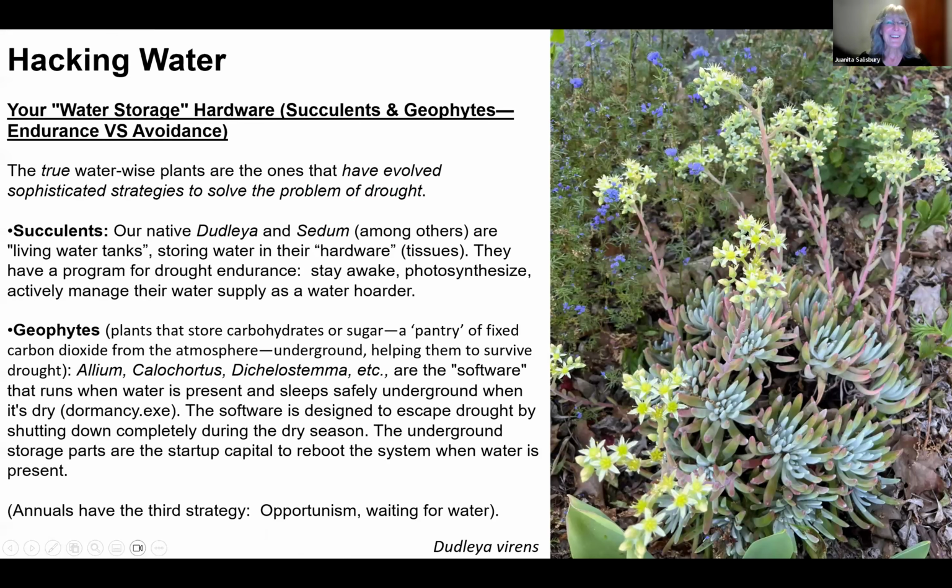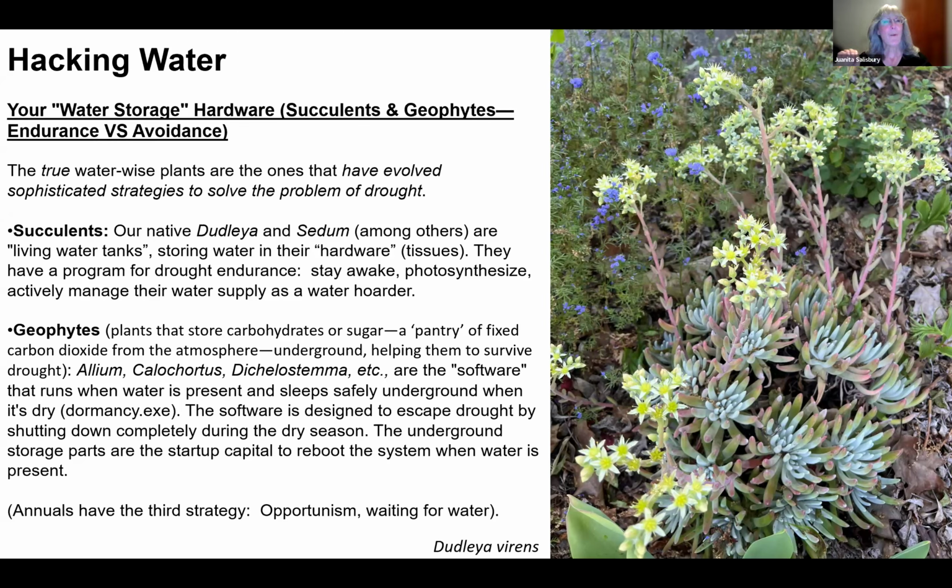So I'm going to get nerdy and talk about hacking things. And I may have taken the analogy a little far here. So we're going to talk about the succulents because this is the real meat of the presentation here. So without getting too nerdy, okay, maybe a little too nerdy, your water storage hardware, your succulents and geophytes, are basically endurance versus avoidance. What does that mean?